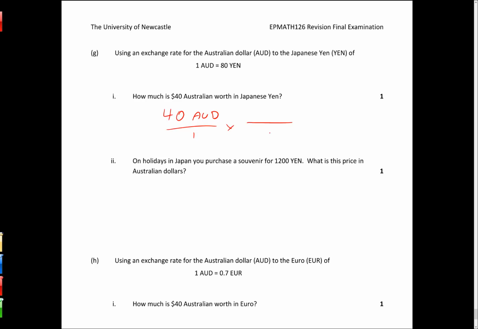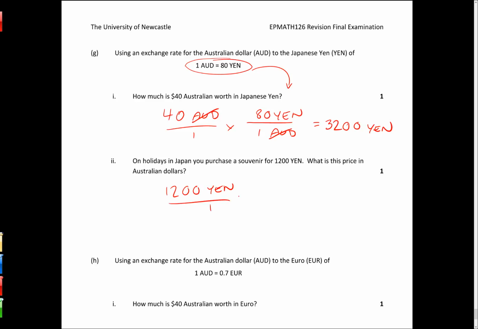Now, since AUD is on the top, I'm going to put AUD on the bottom to cancel it, and I want to convert it to yen, and this conversion tells me that 1 AUD equals 80 yen. So I was always going to divide by 80 or times by 80, and this is telling me AUD is gone. It's 40 times by 80, not divide. 4 eighths are 32. Tack on those 2 zeros, and the units are yen. Now we're going the other way around, 1200 yen.